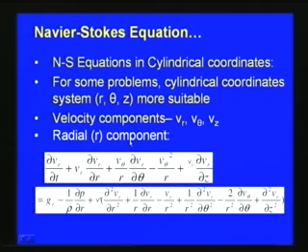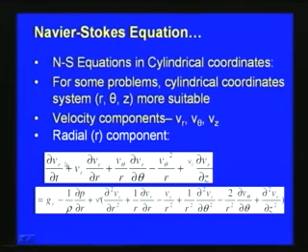The radial component is: del Vr by del t plus Vr del Vr by del r plus V theta by r del Vr by del theta minus V theta square by r plus Vz del Vr by del z is equal to Gr minus 1 by rho del P by del r plus nu into del square Vr by del r square plus 1 by r del Vr by del r minus Vr by r square plus 1 by r square del square Vr by del theta square minus 2 by r square del V theta by del theta plus del square Vr by del z square. So, this is the radial component in cylindrical coordinates.